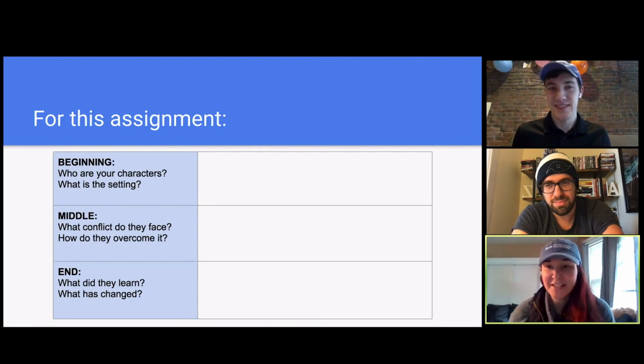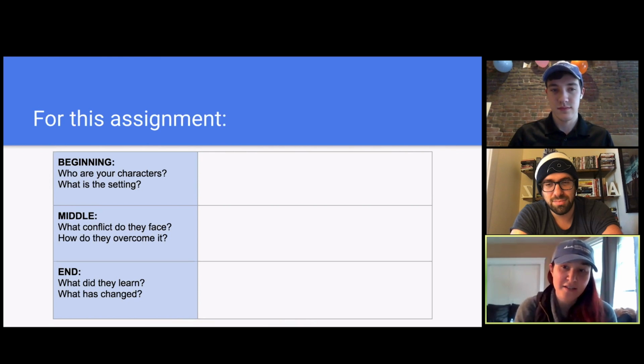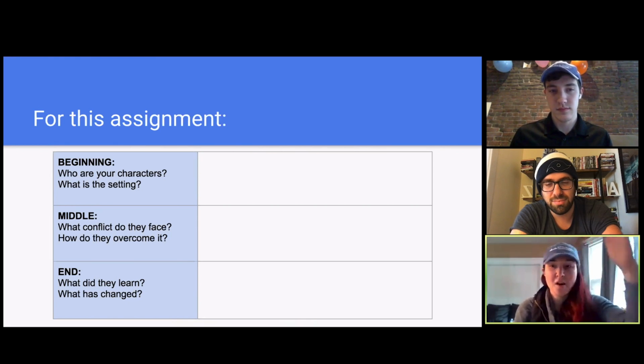The other part of planning your narrative is making sure that you have a clear beginning, middle, and end. In the beginning of your story, as we said before, you need to think about who your characters are and the setting of the story, as in where it takes place. The middle of your story is where the conflict happens, how they build up to that problem, overcome that problem, and then build down to the end where they learn their lesson or something has been solved and things have changed.